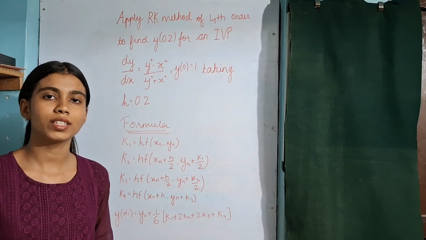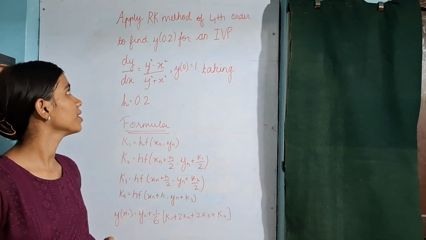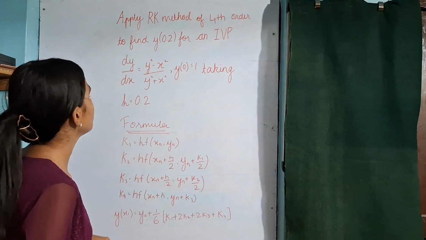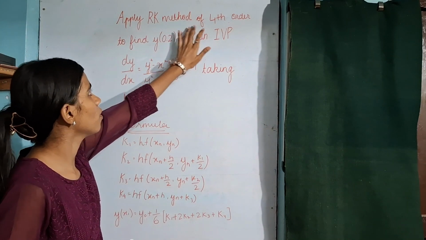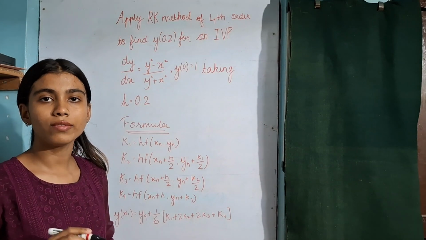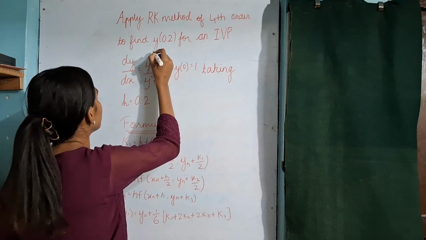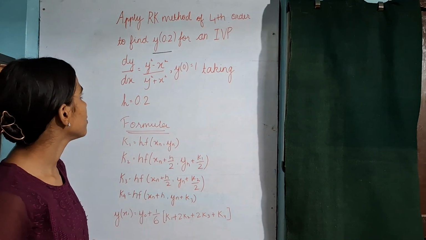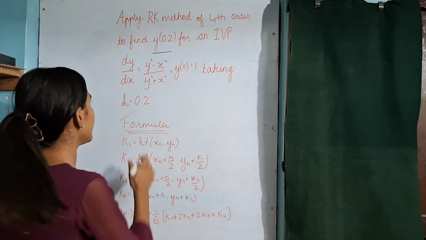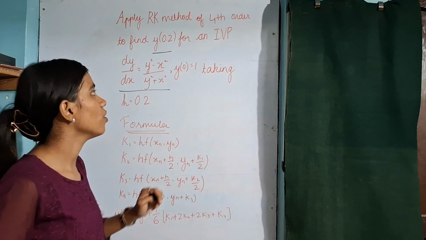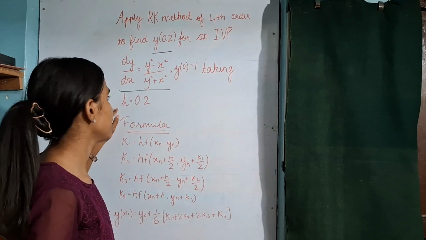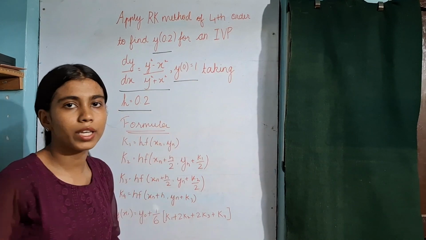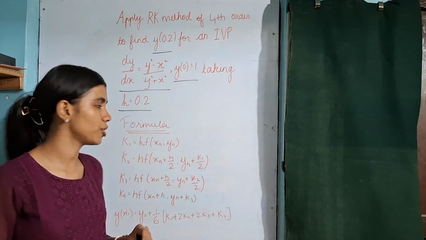So today we are beginning with the next topic of module 5, that is Runge-Kutta method, RK method of the fourth order. So today's question is: apply RK method of fourth order to find y of 0.2. Your question is to find y of 0.2 for an IVP, this is your dy by dx, y of naught is equal to 1, taking h is equal to 0.1. So these are all the given things in the question.